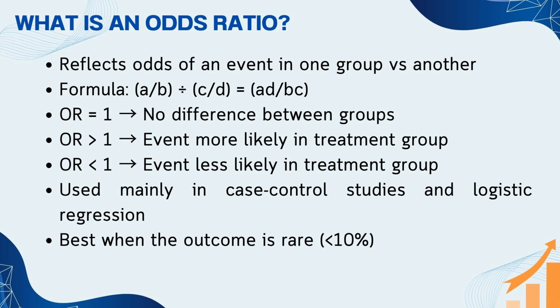If OR is equal to 1, there is no difference between the groups. If OR is greater than 1, the event is more likely in the exposed or treatment group. If the OR is less than 1, the event is less likely in that group.